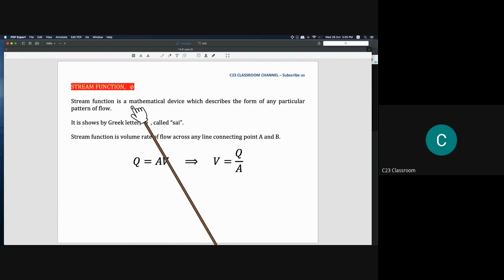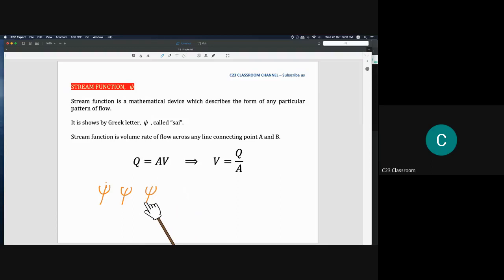So the stream function will be used especially in simulation, okay? The symbol is something like this, and it is called psi. The way you write this symbol is actually quite simple: you just write it something like this. So you could have psi here, and this is psi.